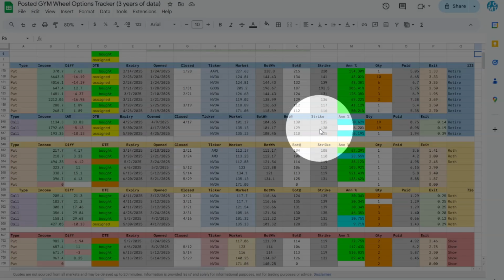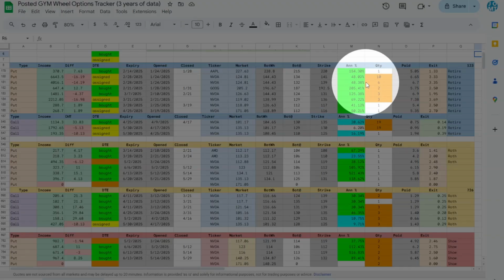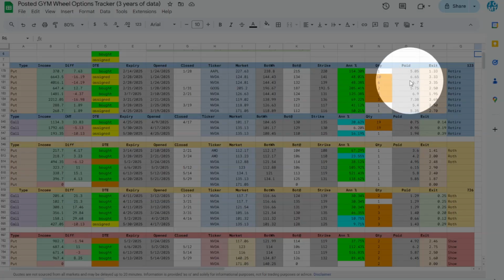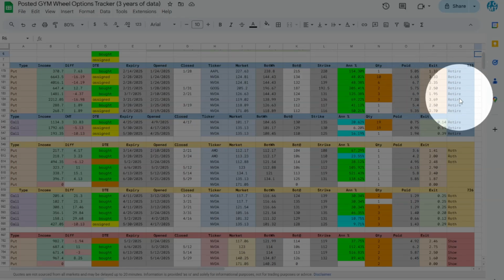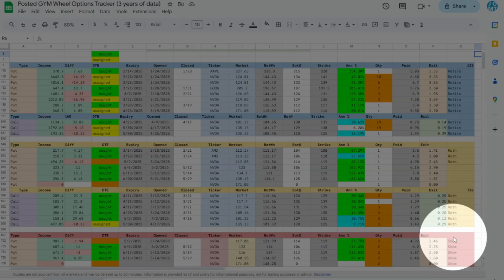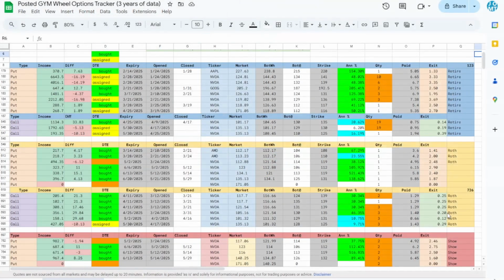Annualized return is the annualized percentage for the trade. It's a comparison tool, not a promise, and it helps me evaluate trades with different durations. Quantity is the number of contracts. Paid is the premium paid to me. Exit is my take profit target, typically 50% on puts. This keeps exits mechanical and removes emotion. And finally, account tells me where the trade lives. Retirement, Roth, or brokerage. Once you understand these columns, the rest of the tracker becomes really intuitive. It's just telling the story of each trade.